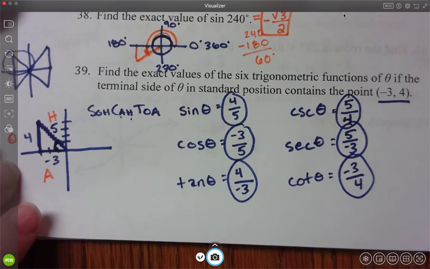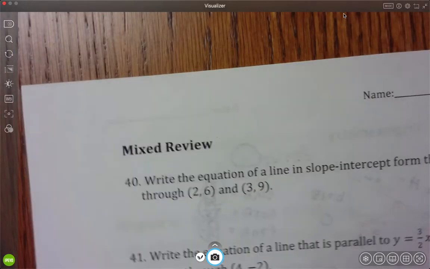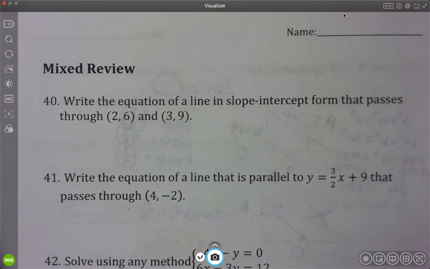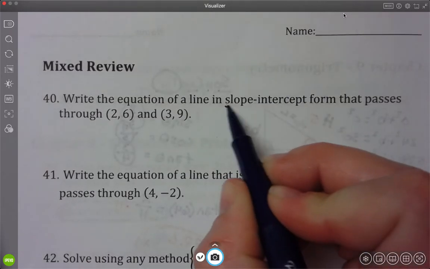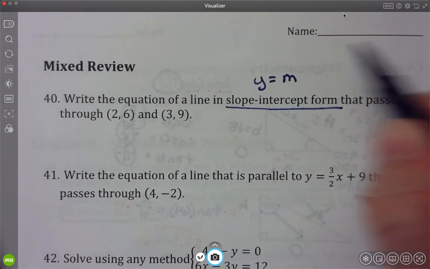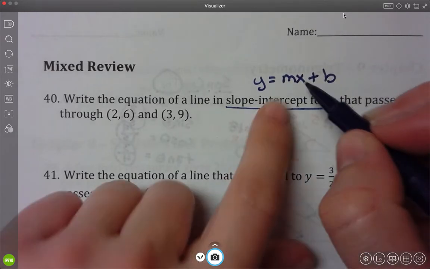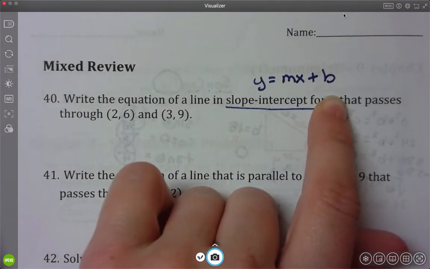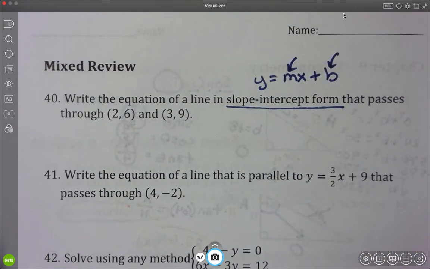Now, this is mixed review, so these are the ones that we did at the very, very, very end of our review stuff. The first one: write the equation of a line in slope-intercept form. Let's talk about slope-intercept form for a second. Slope-intercept form is slope, which is m, times x, plus the intercept, which is b. This is slope and intercept. And what we need to find is the number that goes in for m and the number that goes in for b. So we find m first.